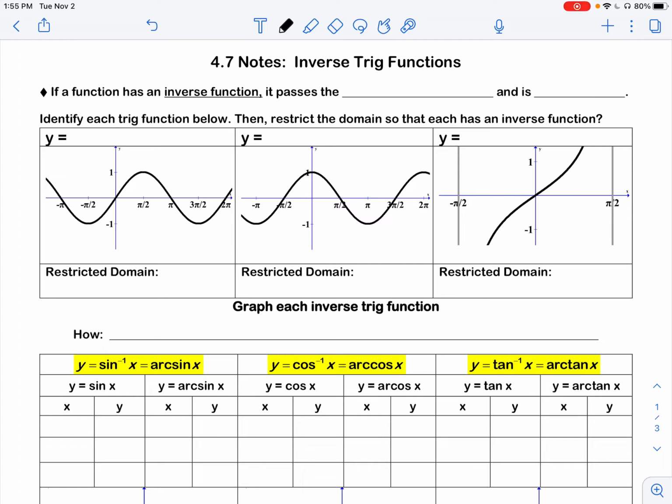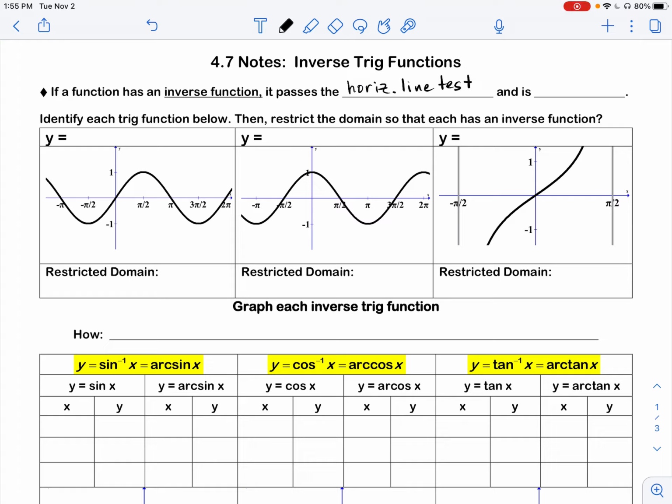I think it's a great place to start because it gives us a good understanding of the domain and range and why we have to make restrictions on trigonometric functions in order for there to be an inverse. So let's go back and think about what we know about inverse functions. We know that a function has an inverse function if it passes the horizontal line test. And I'll just write that, the horizontal line test.